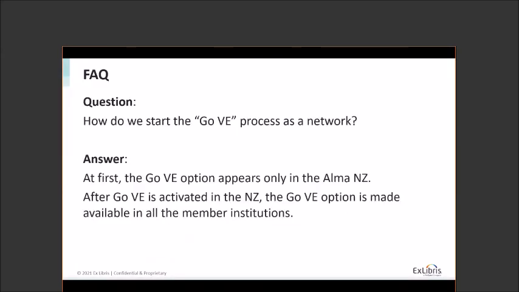So basically, how do we start the GoVE process as a network, as a consortium? First, you need to press the button on the network zone instance. And after GoVE is activated in the network zone, the GoVE option will be made available to the member institutions.